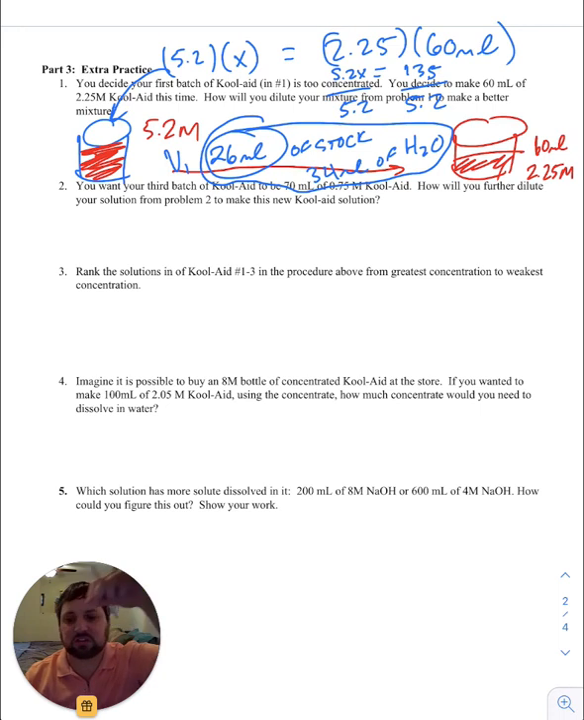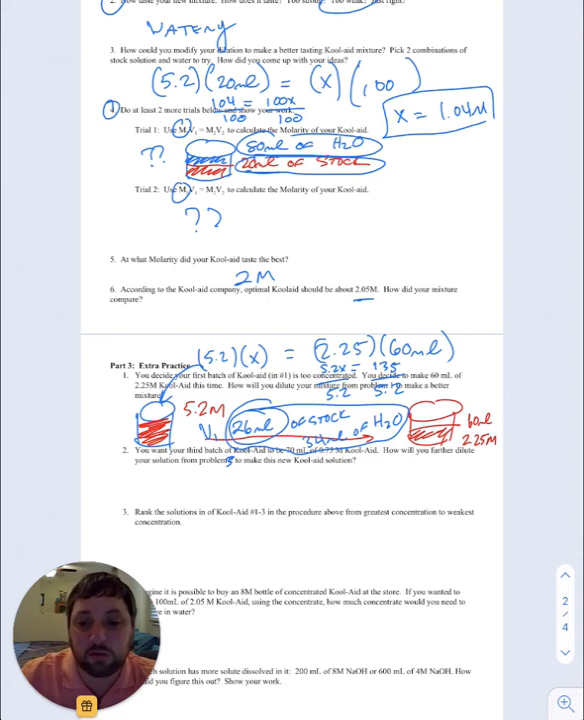I would take 26 milliliters of stock and put it into a container. I would then add 34 milliliters of water, and boom, I have a great tasting 2.25 molar concentration Kool-Aid. Okay? Okay, let's take a look at number 2.